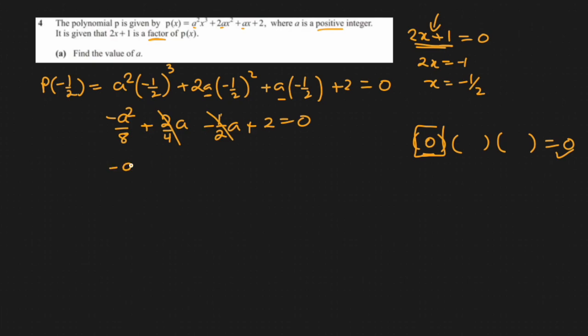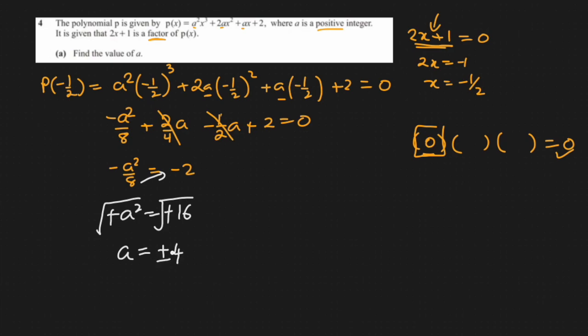So what do we get here now? A squared over 8, and let me put that minus 2 to the other side so that I can cross multiply. So this 8 multiplies with minus 2, so minus a squared equal to minus 16. Negative and negative cancel, then square root both sides to get rid of this square. A comes out to be plus or minus 4. But they said it's a positive integer. That means we will have to get rid of the negative. So a is equal to 4.